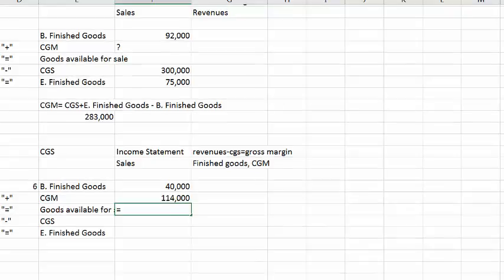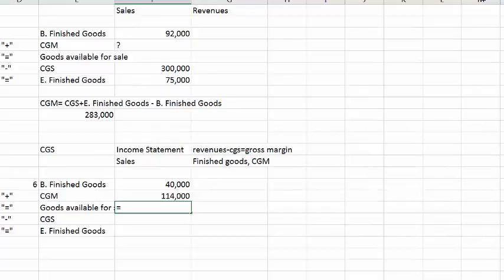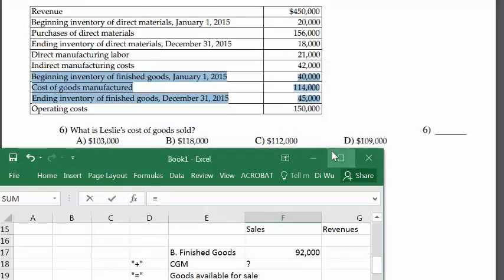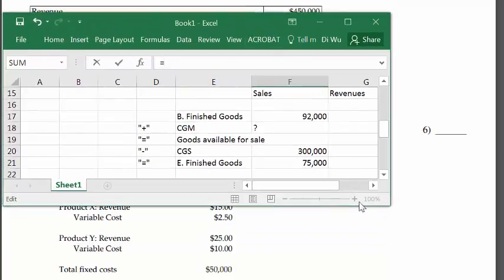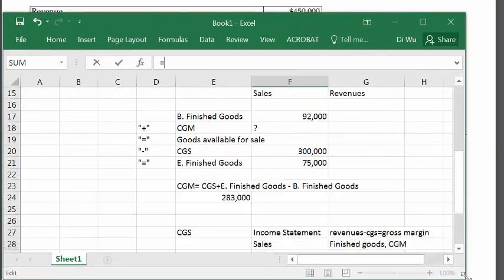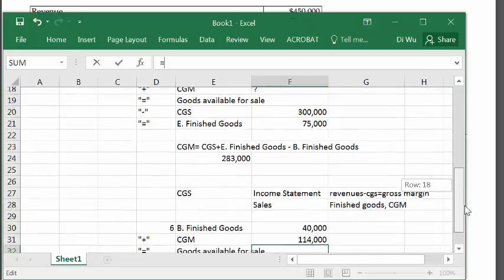Sorry, I think I'm out. Not here. Let me adjust my window size so that you guys can see the calculation inside of the video.